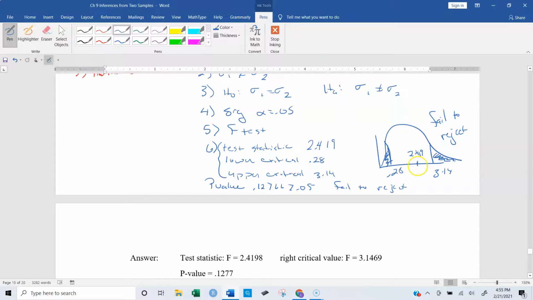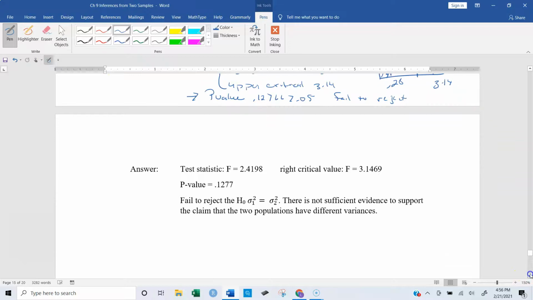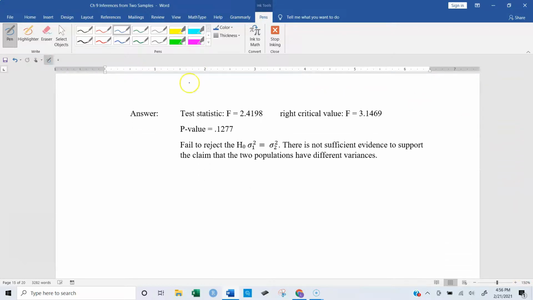The 2.41 does not fall in there, so we fail to reject. That's with your critical test. The p-value, 0.12, is greater than 0.05. Again, we fail to reject. Of course, they should have given us the exact same answer, which they did. All right, so we failed to reject the null. There's not sufficient evidence to support the claim that the two populations have different variances. That is all we can say.